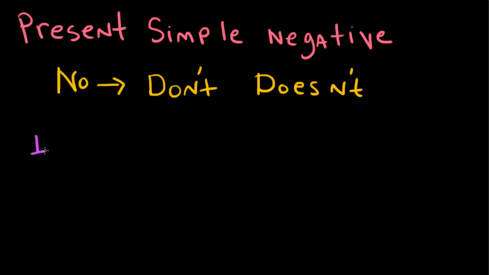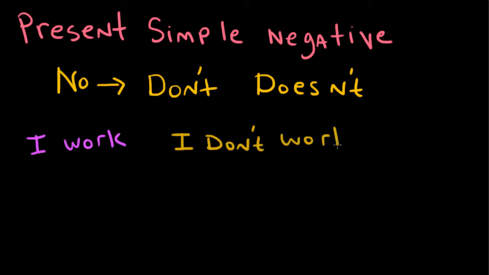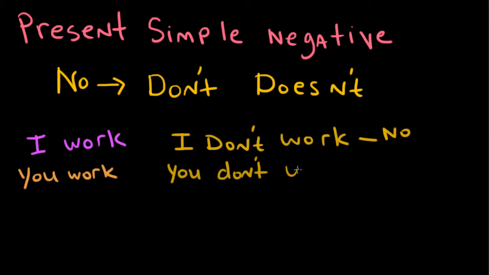So in the positive, we can say, I work. But in the negative, then we say, I don't work. So this, in a way, is saying no. No work for me. So in the positive, we say, you work. In the negative, we say, you don't work. Now, it means no.